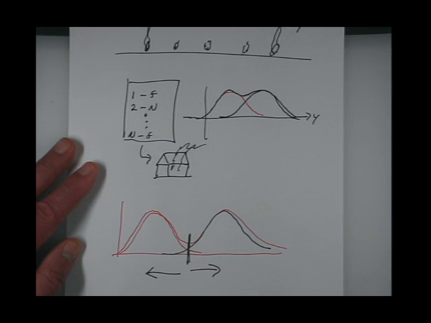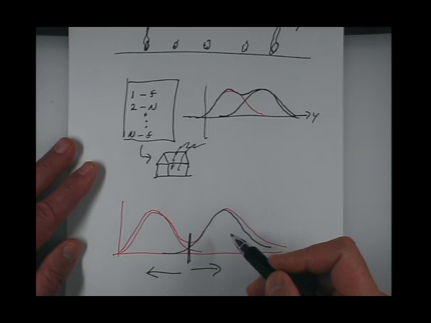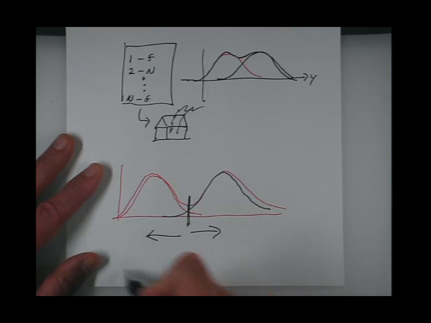Now, the problem is this. What you do is that, okay, so now you're going to estimate the mean. But is the estimate of the mean going to be accurate? It could be too close to the middle. It's going to be wrong, right?